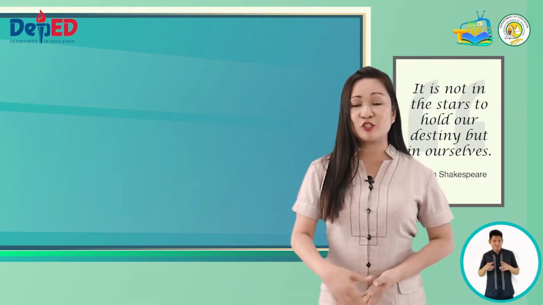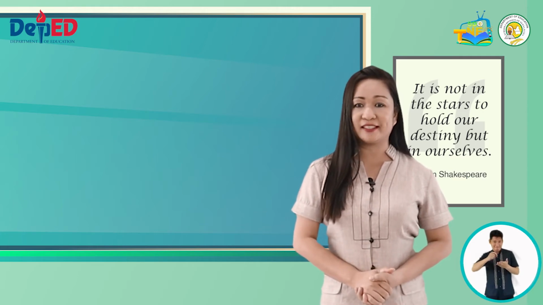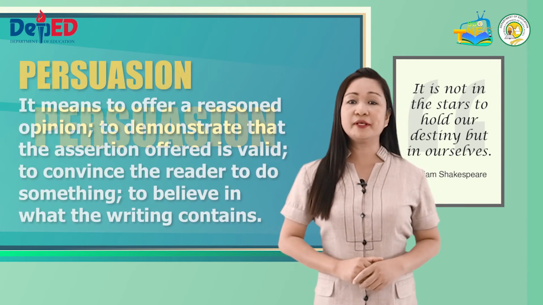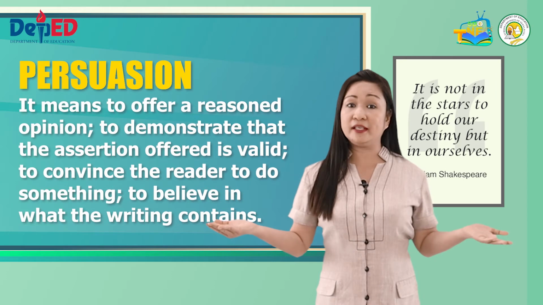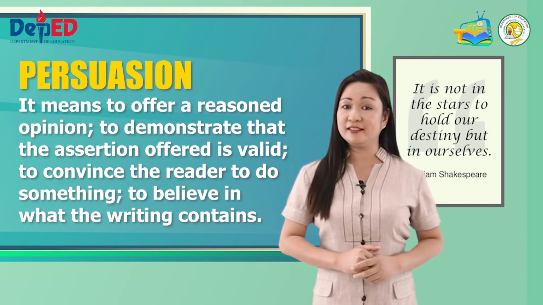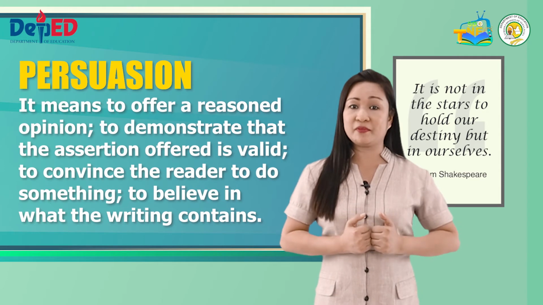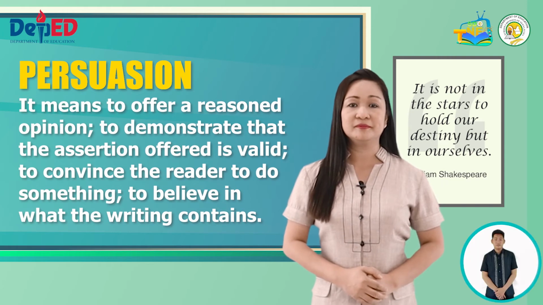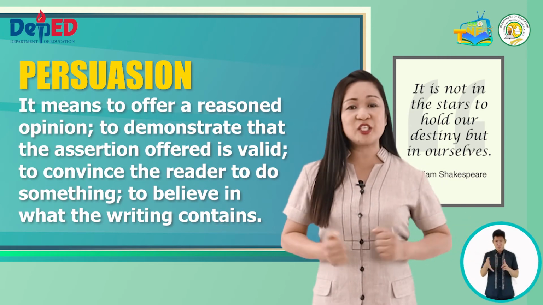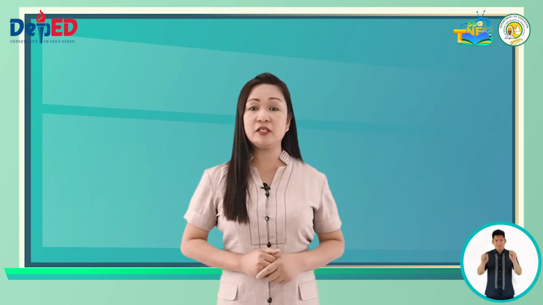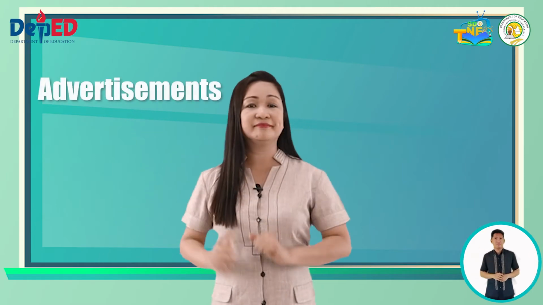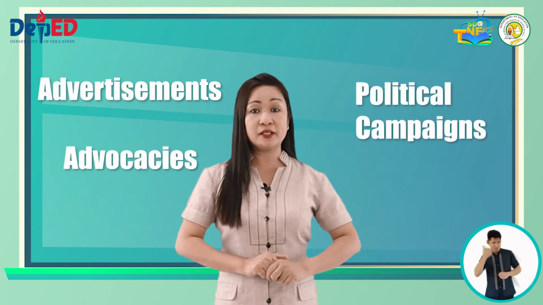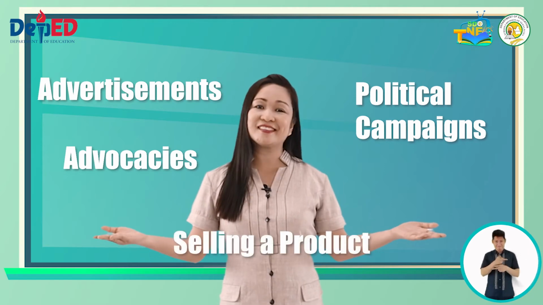Now, let us move on to the fourth pattern of development in writing. Persuasion. It means to offer a reasoned opinion, to demonstrate that the assertion offered is valid, to convince the reader to do something, to believe in what the writing contains. When do we usually use persuasion? Well, it can be used effectively in advertisements, political campaigns, advocacies, and other promotional activities like selling a product.